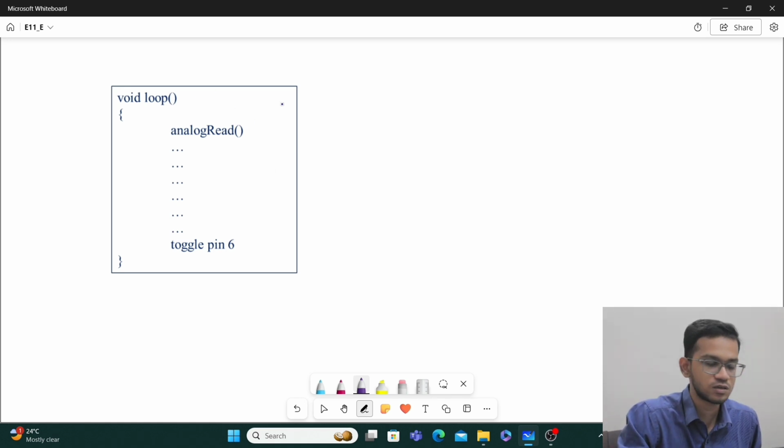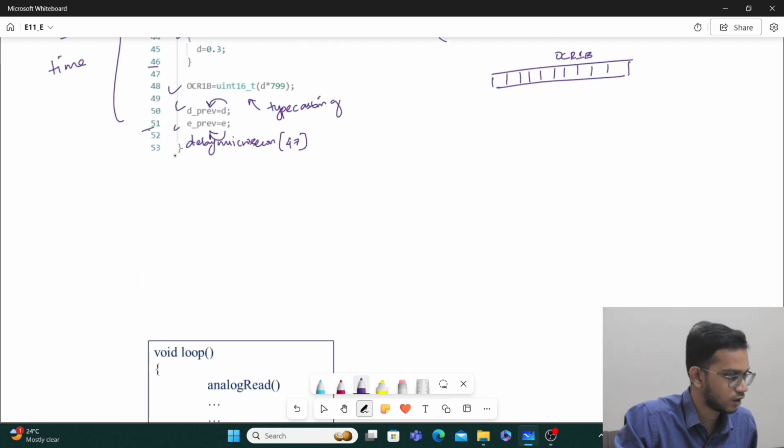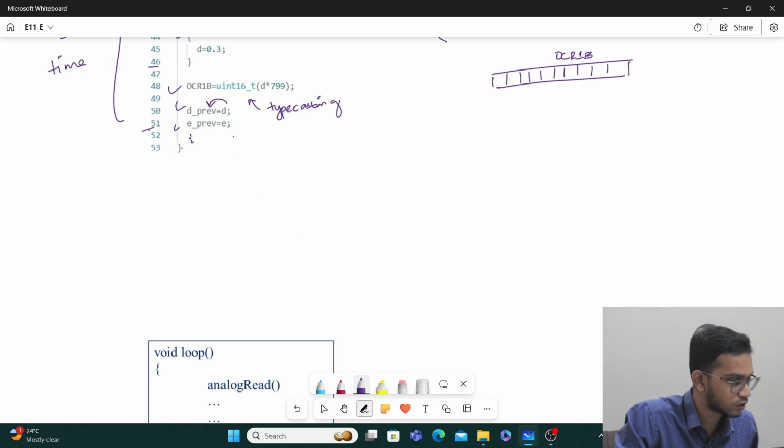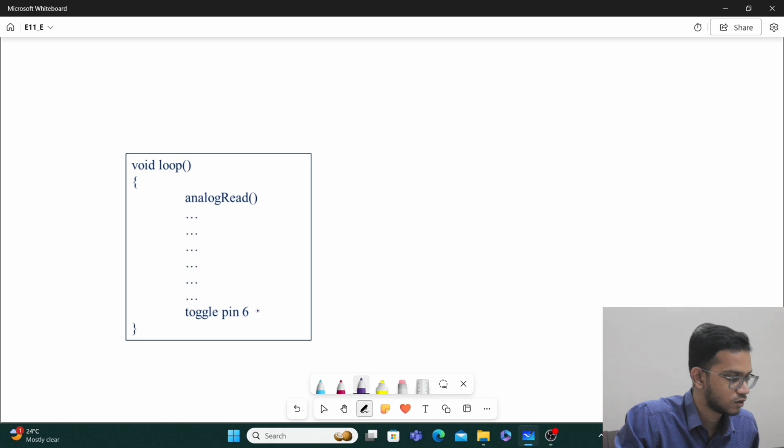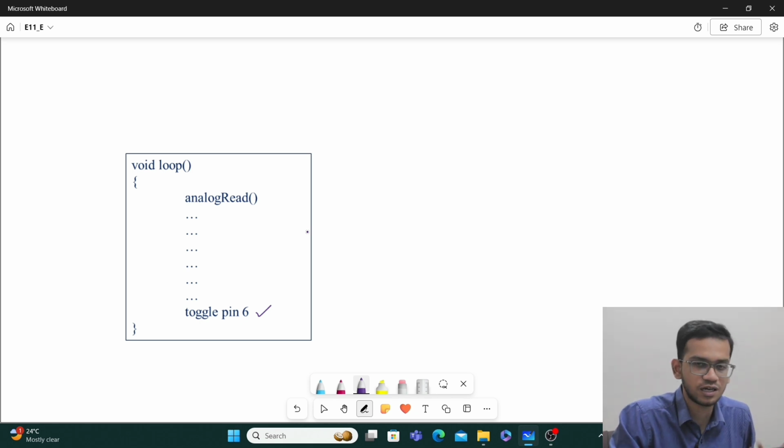You have the analog read function as the first line, and then you have some lines, forget about those. At the end of every infinite loop, that is after this last line, let me erase this delay microsecond. After this last line, you have to toggle your pin 6. Why pin 6? You can take any digital pin for toggling. I have already used pin number 10. 9 and 10 are associated with timer 1, so other than that, I have to take some other pin. That's a simple reason. I am taking pin 6. Fine.